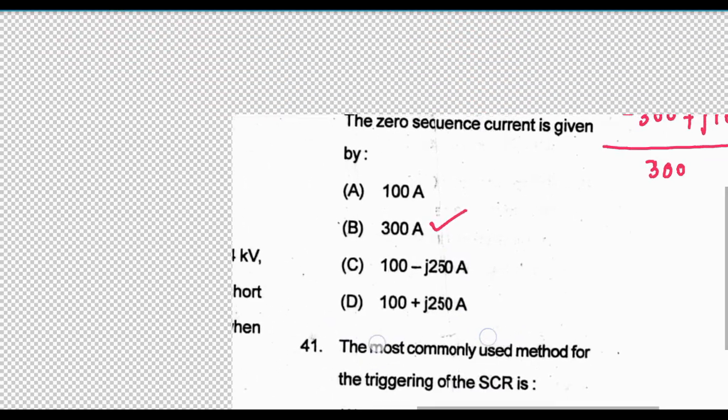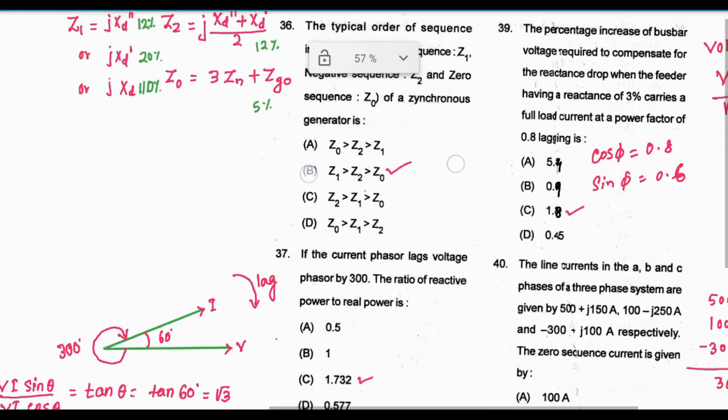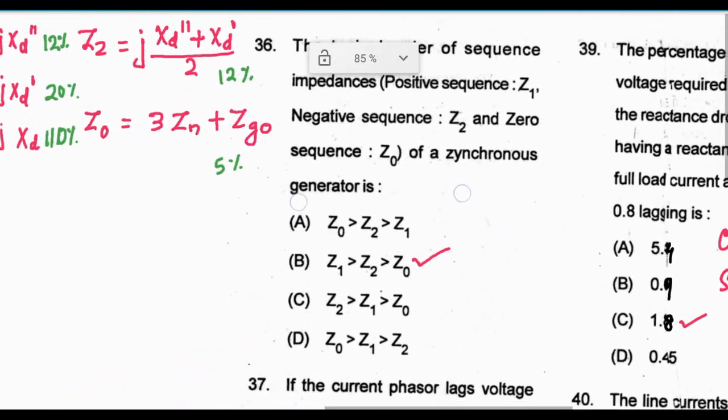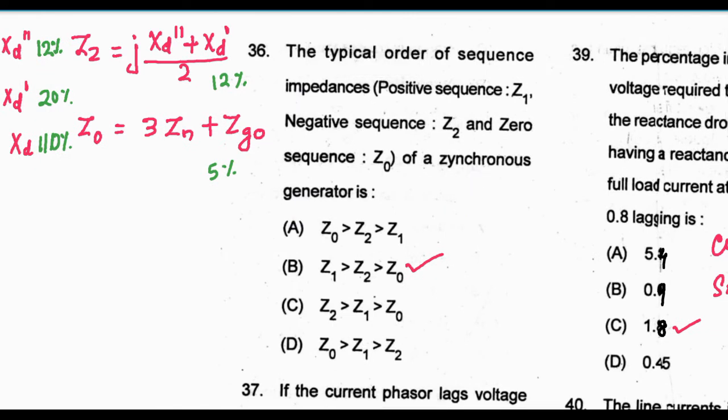Next question is question number 36. Here it is given the typical order of sequence impedance, positive sequence Z1, negative sequence Z2, and zero sequence Z0 of a synchronous generator. Here the synchronous generator sequence impedances are given. What is the typical order?